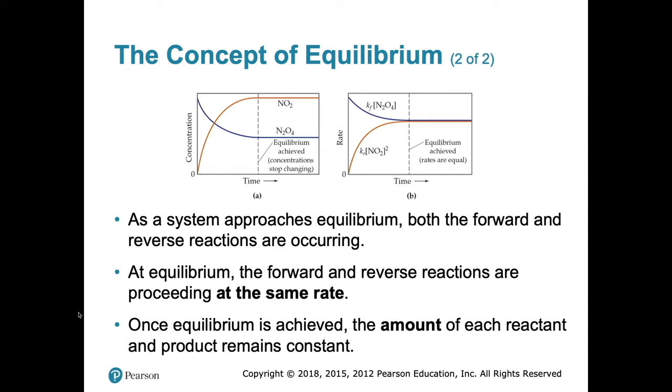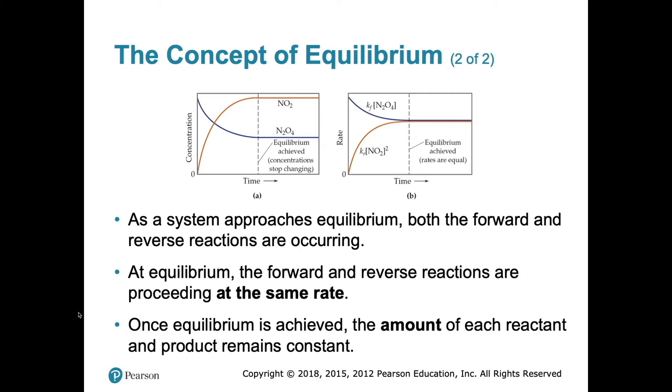And you just keep on going, and then you get to this point where the concentration of both the reactant and the product stays the same, right? That's called the equilibrium point. There's no more nitrogen dioxide being made than there is dinitrogen tetroxide being made, right? And so the concentrations remain constant after the equilibrium point.